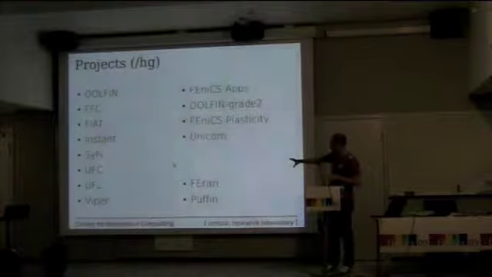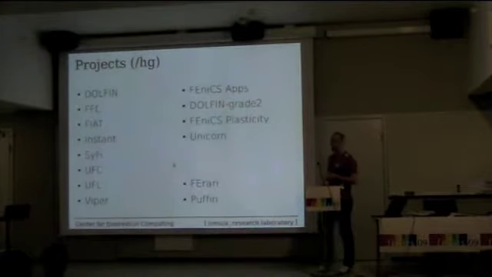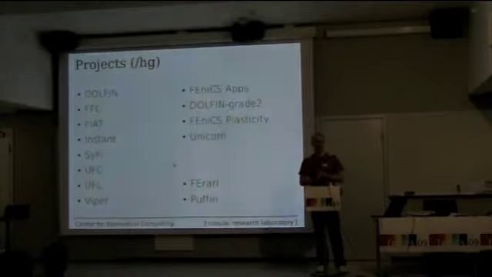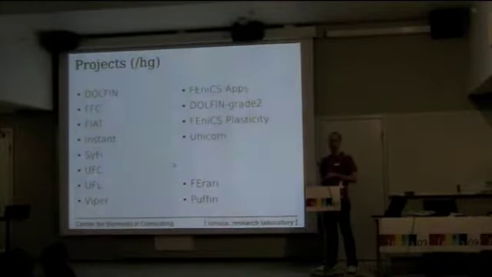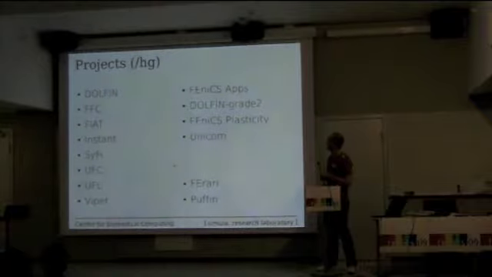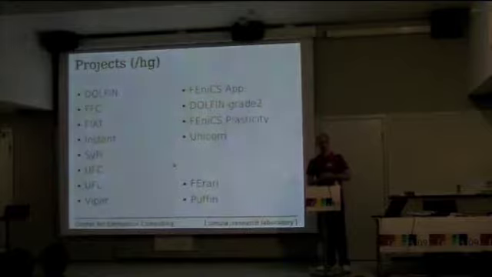Then we also have Ferrari and Puffin. Ferrari and Puffin have been asleep for some time. I expect Ferrari to come alive again soon. Isn't that the plan? Well, that's what you're trying to do. Yeah. And then we also have these applications on top of all these components, including the umbrella component FEniCS apps, including Grade 2 plasticity and the Unicorn flow solver.